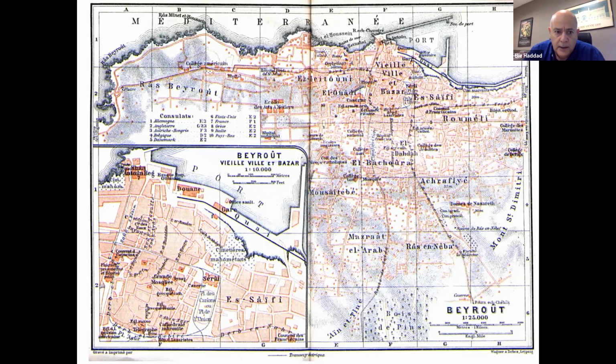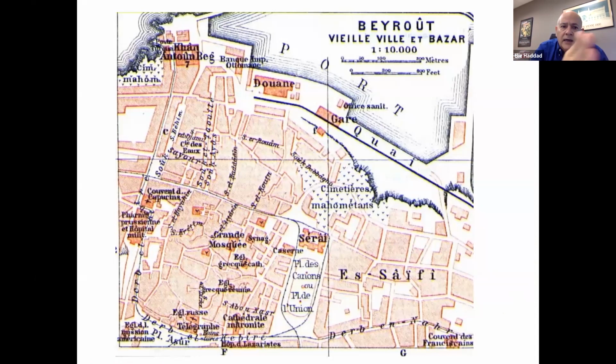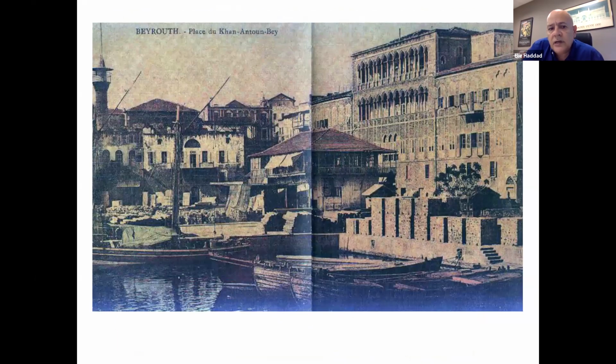This is a close-up showing basically the edge of the port area facing the old souks, and you see at the very extremity of that page on the upper left-hand corner the Khan Antoun Bey, which was this historic Ottoman-era building that was basically a caravanserai used to accommodate traveling merchants, including storage areas and a hostel. And this building, surprisingly, damaged but still standing, remained until the end of the Civil War in 1990, when the decision was made to demolish it.